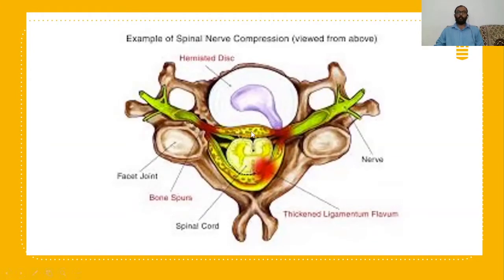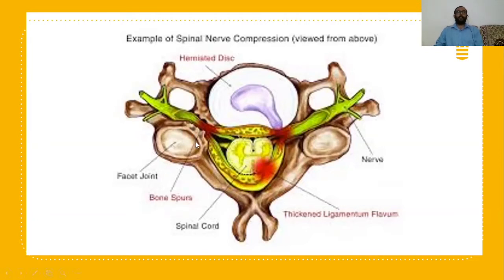In this picture, there is posterolateral disc prolapse, which causes neural foraminal stenosis. If it is central, that means directly posterior, then it causes spinal canal stenosis. The ligamentum flavum runs along the posterolateral aspect of the spinal canal, connecting the laminae of the vertebrae. Thickening or hypertrophy of the ligamentum flavum causes spinal canal stenosis.